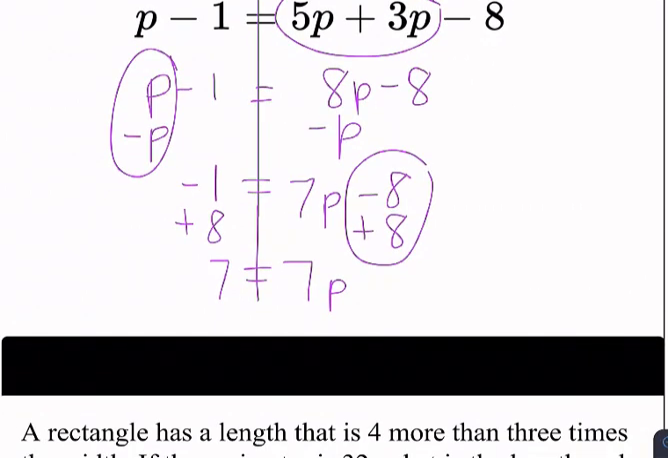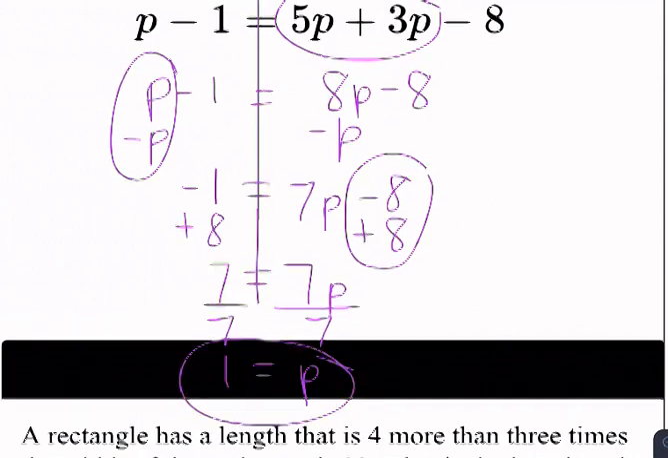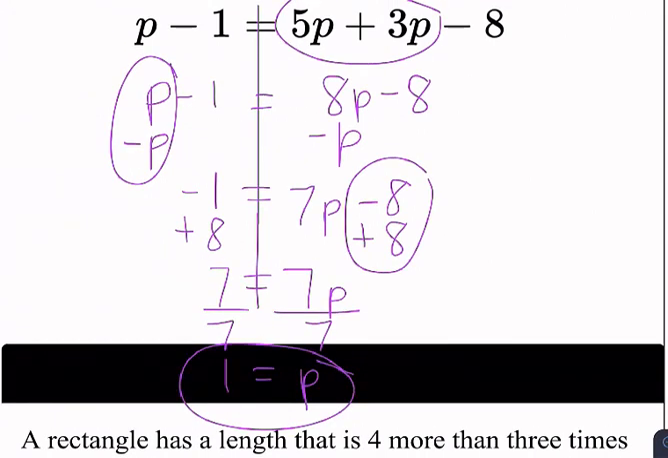Now p is being multiplied by 7, so I want to do the opposite to get rid of it. I'm going to divide both sides by 7, and I'm going to be left with p equals 1. Again, I want to check my answer.